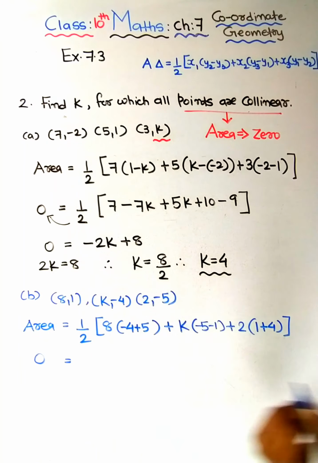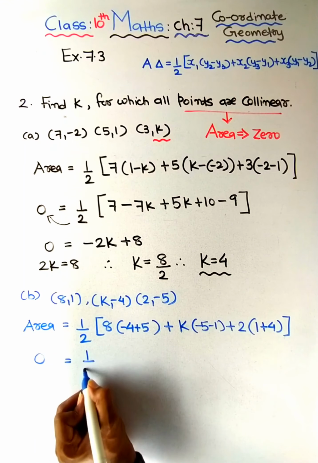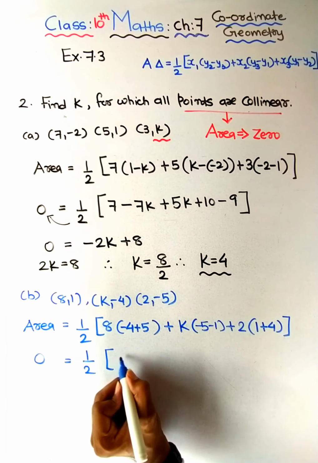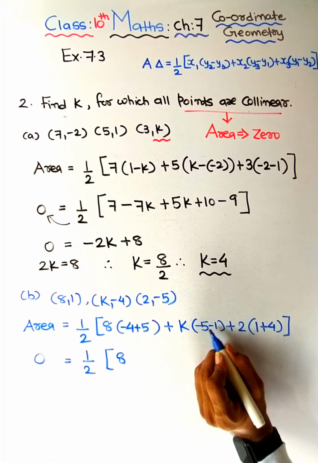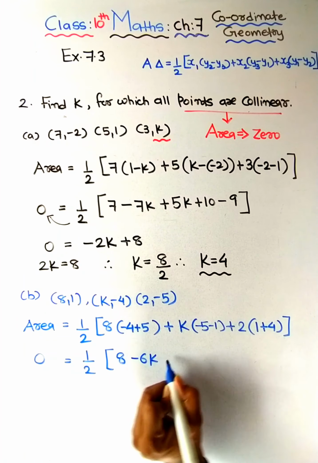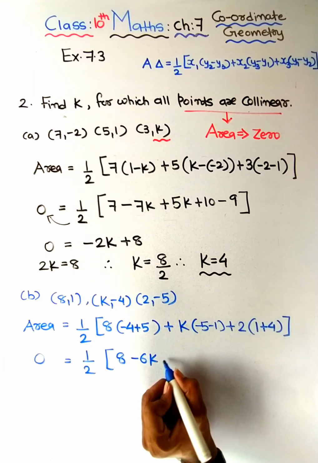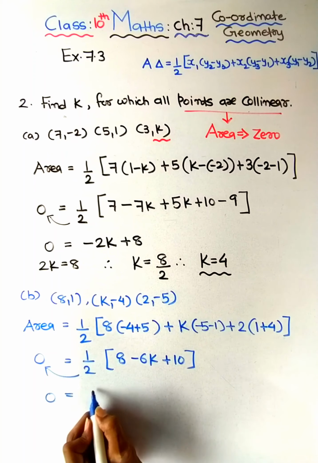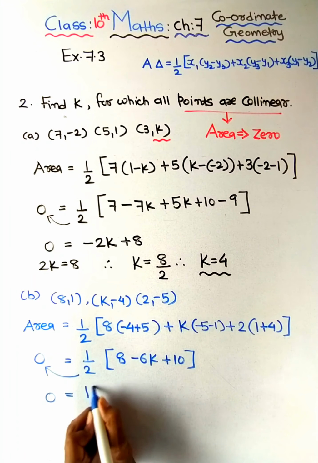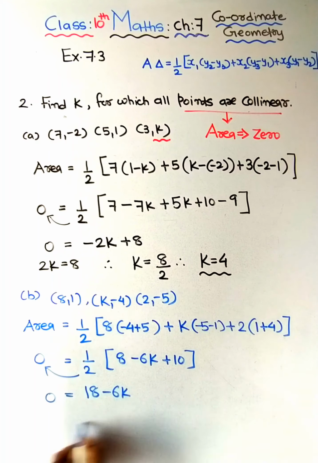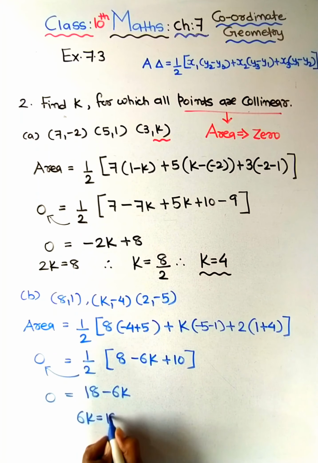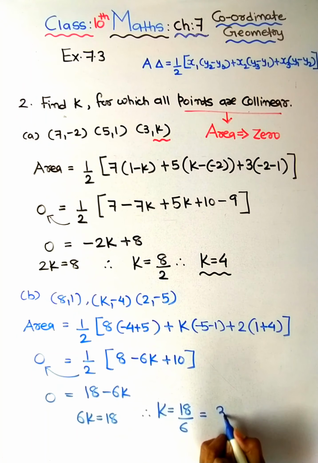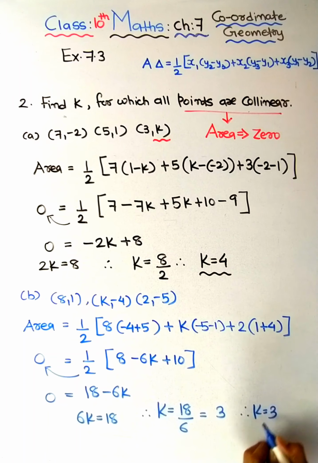So instead of area I am putting 0 as they are collinear already. 1 by 2. Minus 4 plus 5 is 1, and 1 into 8 is 8. Minus 5 minus 1 is minus 6. Minus 6 into k is minus 6k. 4 plus 1 is 5. 5 2s are 10. So take this 2 on this side. It will again become 0. Here we have 8 plus 10, 18 minus 6k. Taking 6k on this side, it will become 6k equals 18. So finally we got the value of k as 18 by 6. So the value of k is 3.